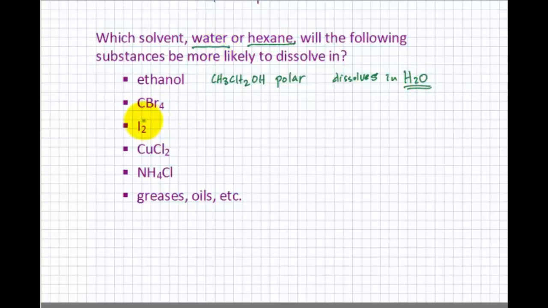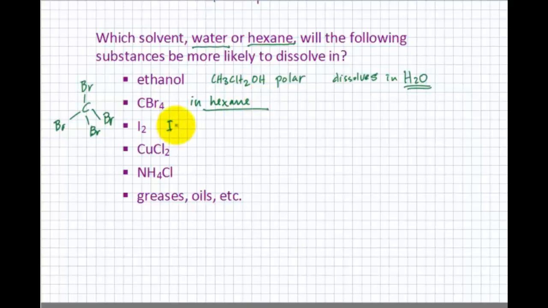Now CBr4 is tetrahedral, might as well draw it. Br, Br, Br. We've got 4 bromines all pulling electrons away from the center, but doing so equally, making the molecule nonpolar, so it'll dissolve in hexane, the nonpolar solvent.